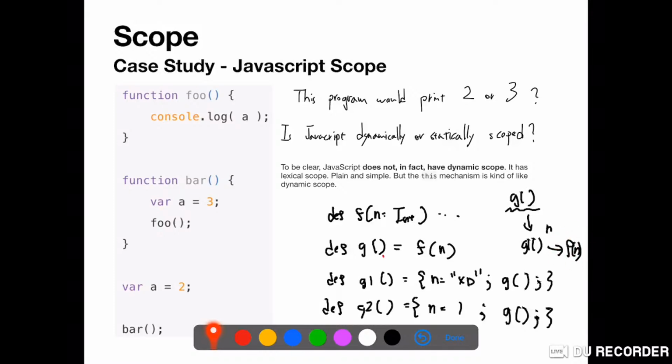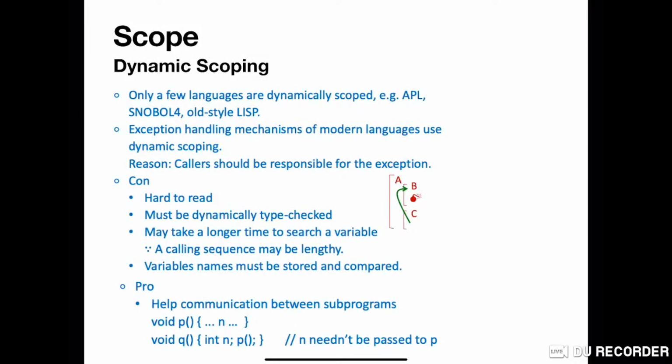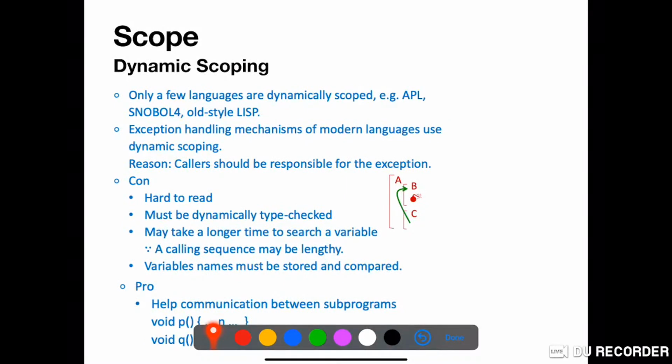But at compile time, you cannot know if this is going to be correct, because when you compile the function g, it has no idea where this n comes from, so it doesn't know the type of n, so it cannot do compile time type checking. So that's another bad thing about dynamic scoping.